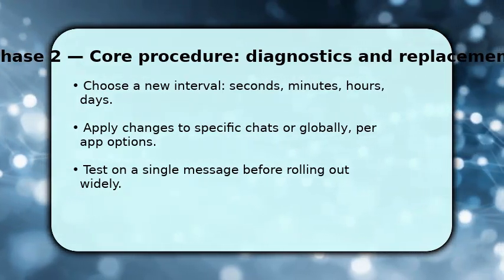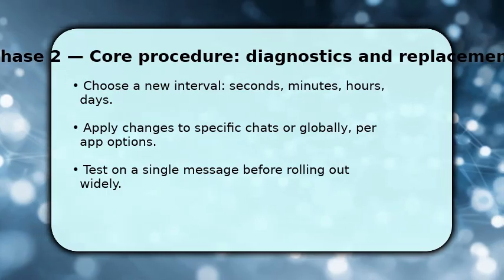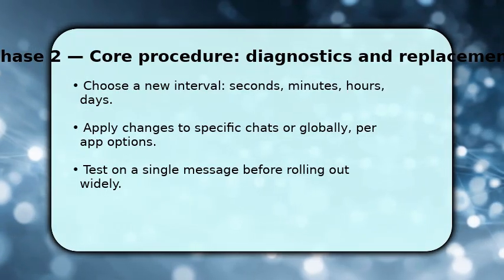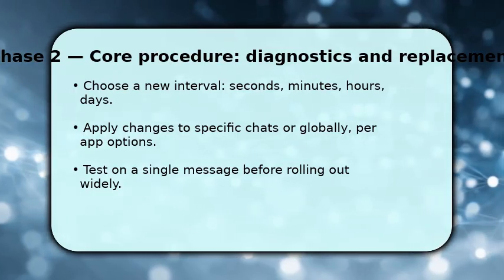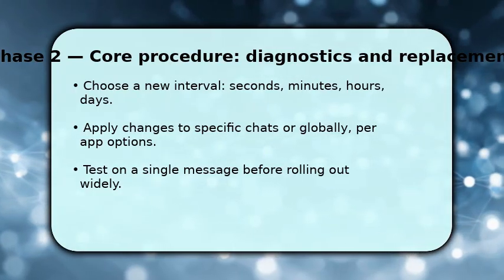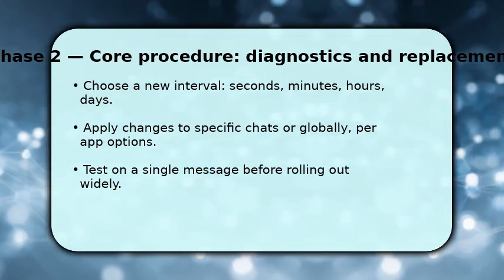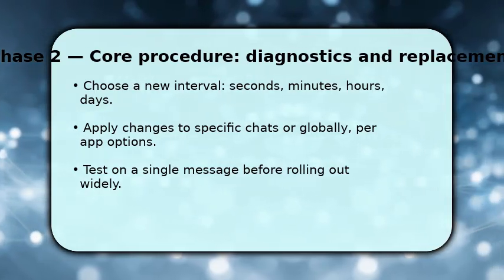Different scopes affect privacy and behavior. Make sure to save or confirm changes. Some systems require a second confirmation. Then send a test message to validate timing and behavior. If the test behaves as expected, propagate the setting to others.